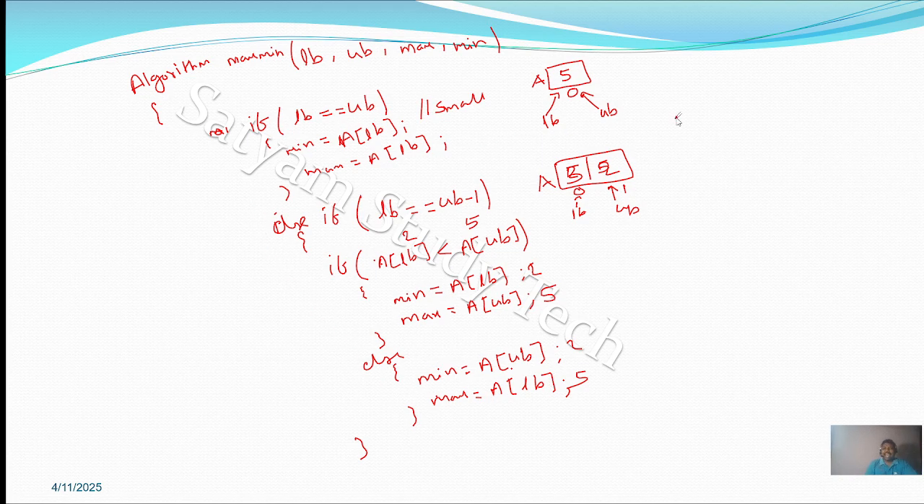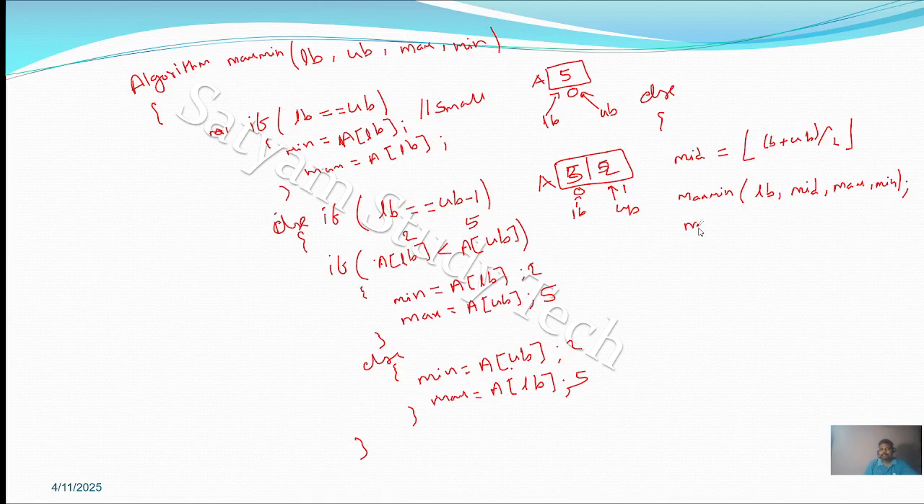For example, if the array consists of more than two elements, then you can find out the mid element. Now we can apply the divide and conquer strategy. If the array consists of more than two elements, then lower bound plus upper bound by 2 can find out the mid element. Again you can call the recursive function max min. Here the lower bound, and up to mid it is upper bound, and maximum and minimum.